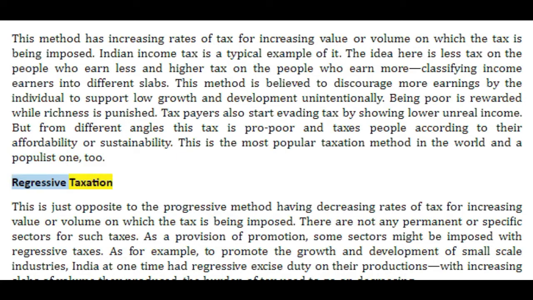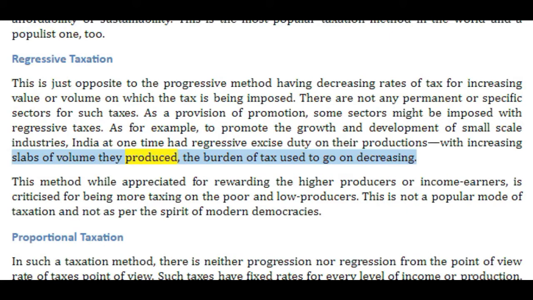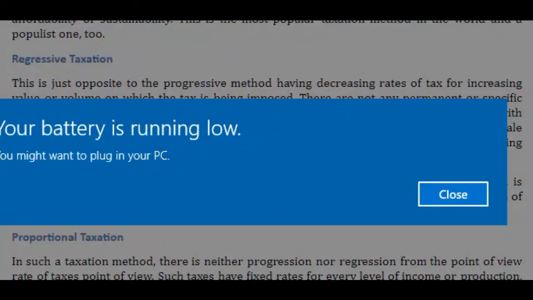Regressive taxation. This is just opposite to the progressive method, having decreasing rates of tax for increasing value or volume on which the tax is being imposed. There are not any permanent or specific sectors for such taxes. As a provision of promotion, some sectors might be imposed with regressive taxes. As for example, to promote the growth and development of small-scale industries, India at one time had regressive excise duty on their productions. With increasing slabs of volume they produced, the burden of tax used to go on decreasing.